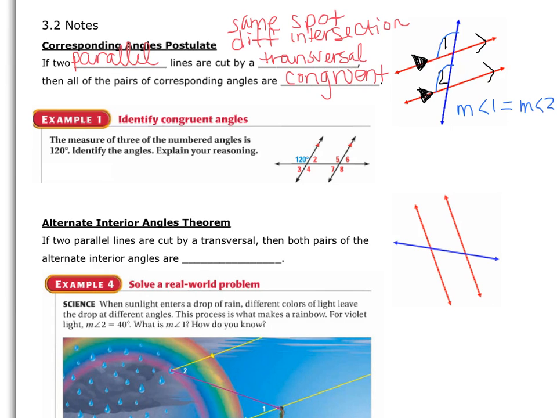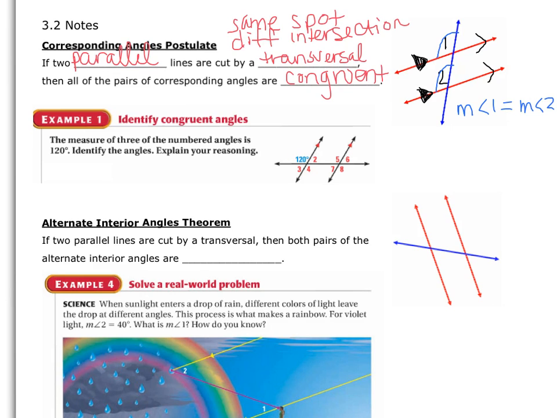The measure of 3 of the numbered angles is 120. So basically what that's saying is, out of this picture, 3 of the ones that still have numbers here are 120 degrees. We have to figure out which ones of those are 120 degrees and then explain why. So first, if we look right here that this one is 120, well, we can't forget about our friends, vertical angles and linear pairs, because they will always, always, always be our friends. We're never going to forget about them.